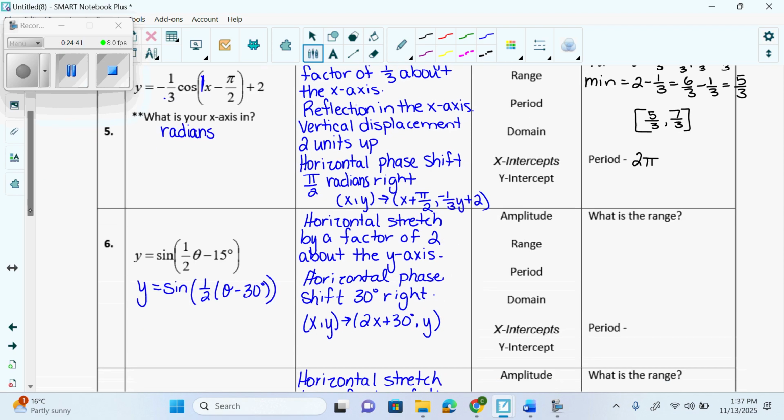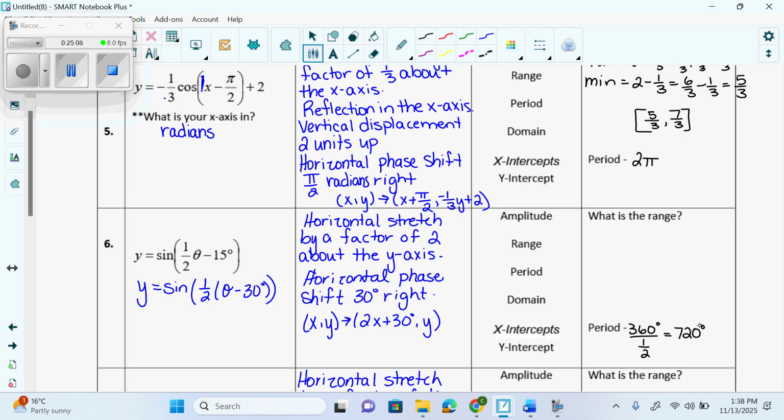This one has a B value of 1/2, and it's in degrees. So the period would be 360 degrees divided by 1/2. Dividing by 1/2 is like multiplying by 2. You get 720 degrees. Or you could take 360 and times by the horizontal stretch of 2, which is still 720. Same math. You just have to memorize a formula.